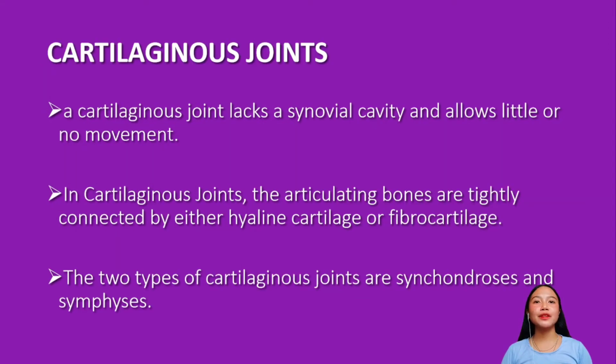So the next type is the cartilaginous joints. A cartilaginous joint lacks a synovial cavity and allows little or no movement. In cartilaginous joints, the articulating bones are tightly connected by either hyaline cartilage or fibrocartilage. The two types of cartilaginous joints are synchondrosis and symphysis.